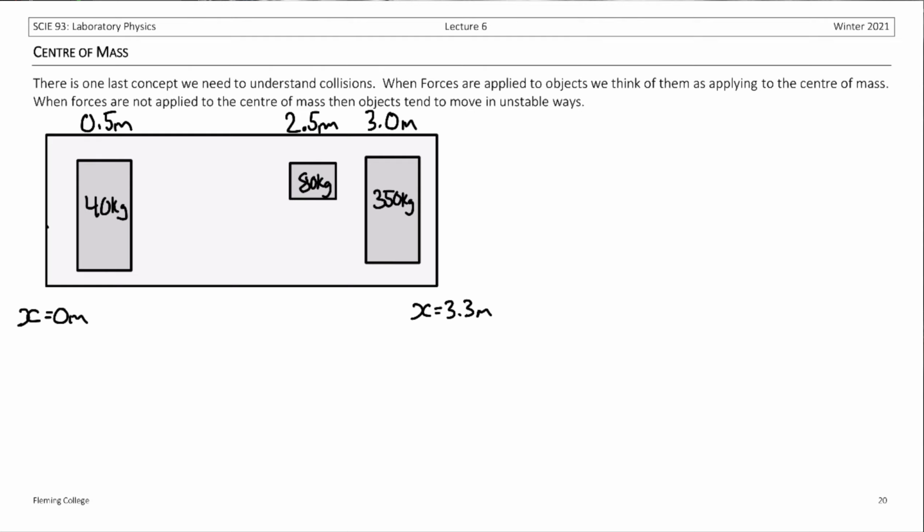So how do we calculate the center of mass? Well, the center of mass is a position, and we calculate that position by taking the sum of all the masses multiplied by the position that they happen at. And then we're going to divide that by the sum of the total mass.